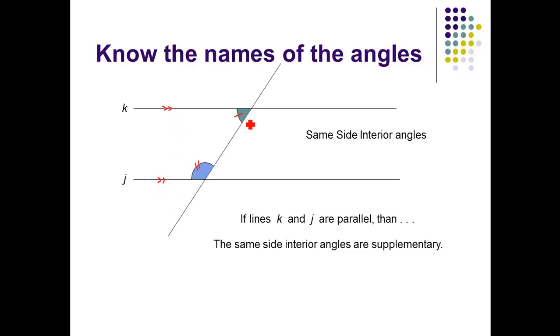These two angles, the ones on the same side, they're on the inside. So that's what we're looking for. And they will add up to 180 degrees. That's what it means to be supplementary. They add to 180.